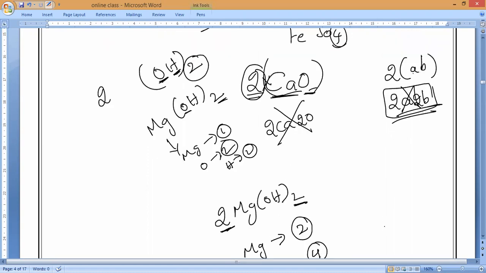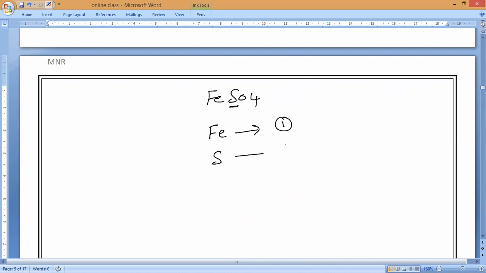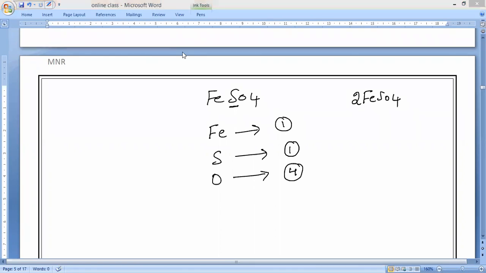Now, for example, let me take FeSO4. Let me see who will say. FeSO4. Tell me, what is the number of iron atoms? Iron atoms are 1. Sulfur, how many? Sulfur, 1. Oxygen, how many? 4. Now, if I write 2FeSO4, let me see who will say. If I write 2FeSO4, Ishali, can you answer?